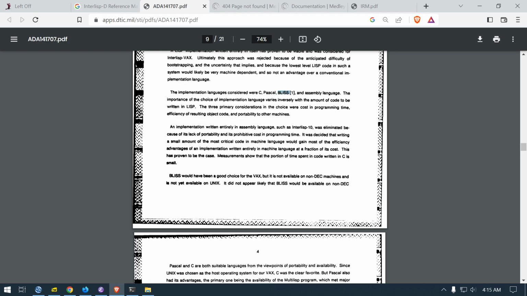Bliss was one that I want to say they were thinking would be really good, but it's not on non-DEC systems. Although the VAX and the PDP-10 that they were using for a lot of this Interlisp stuff are DEC, they didn't want to be tied to DEC all the way, and so that left just these two. And then, of course, a lot of people like Pascal, especially people who were raised on it.